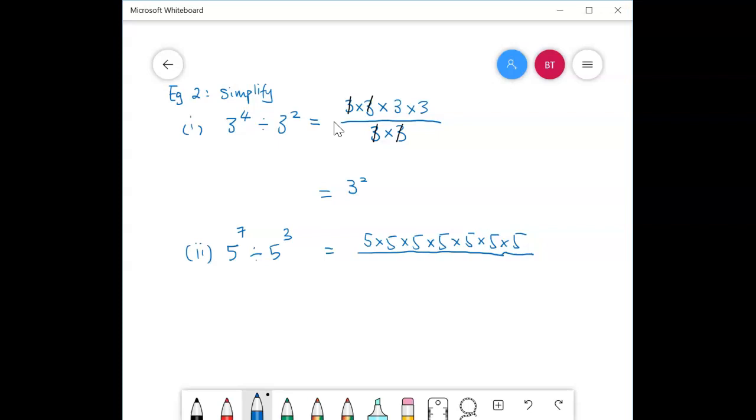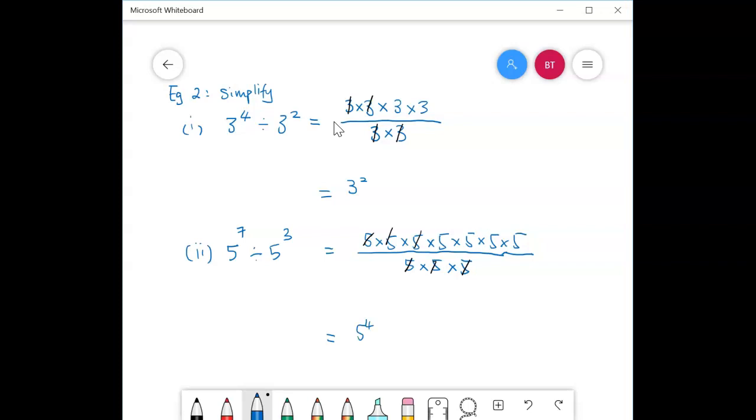And then in the denominator, we have 5 times 5 times 5, a total of 3 fives in the denominator. We use the same process of cancellation, and we have 4 fives in the numerator. So we have 5 to the power of 4 divided by 1, which is 5 to the power of 4.